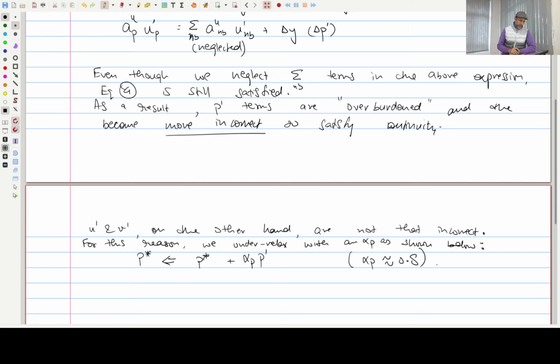Now, since u prime and v prime, as I have written in the beginning of this page, are not that incorrect, we don't under relax them. Just write, we do not under relax u prime and v prime. So the new u star will be equal to u star plus u prime without any relaxation factor.